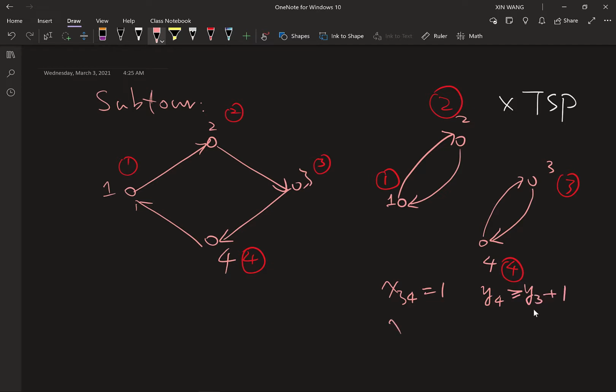And then because x43 is 1, that tells us y3 has to be greater or equal to y4 plus 1. Here, 3 and 4, none of them are the starting point. So that indicates a contradiction. y3 has to be greater than y4, and y4 has to be greater than y3. There's no solution. This is infeasible. So introducing the sequence in the tour can eliminate the subtour cases.